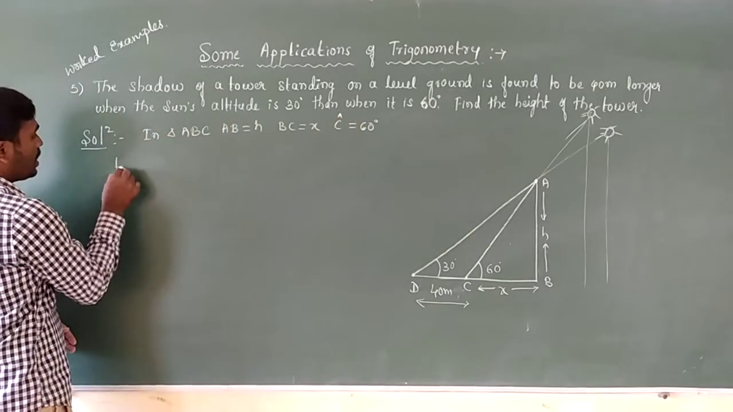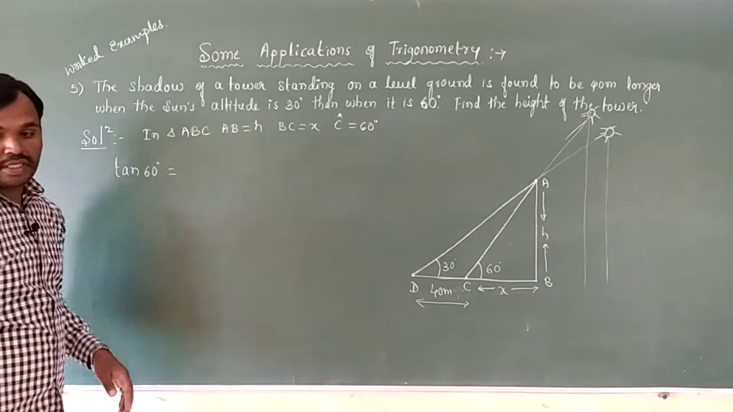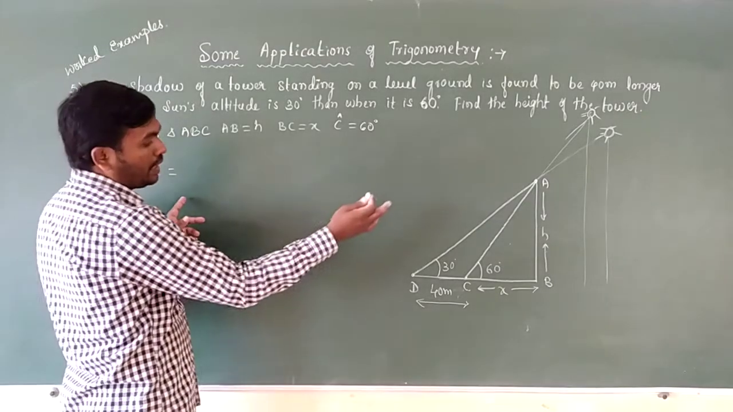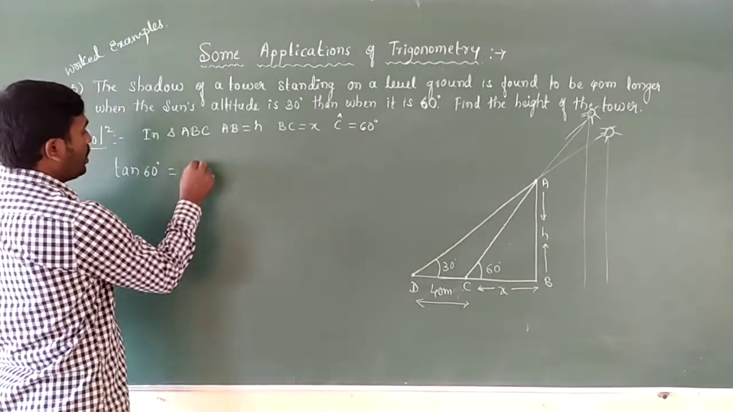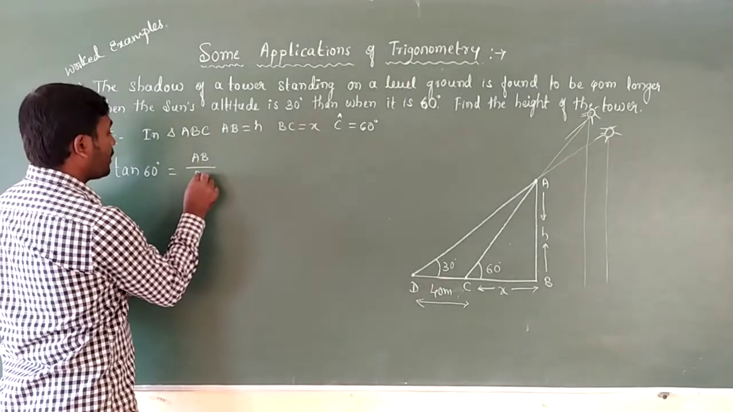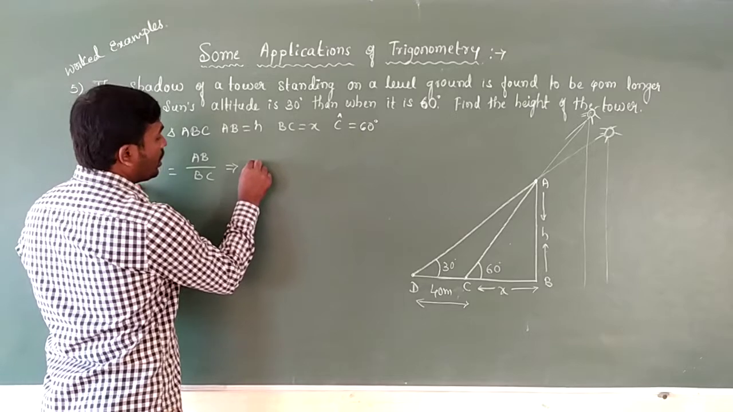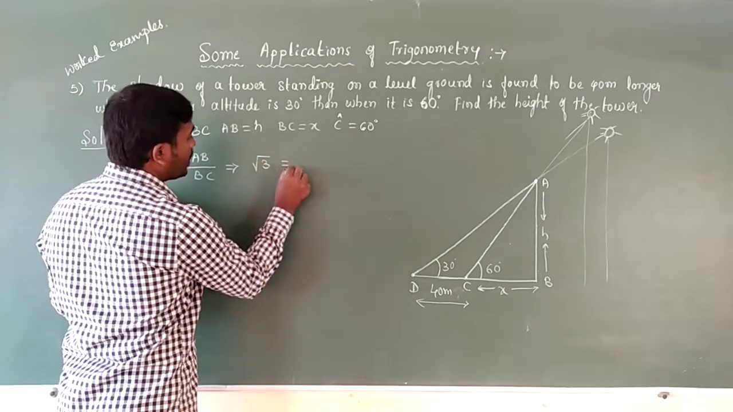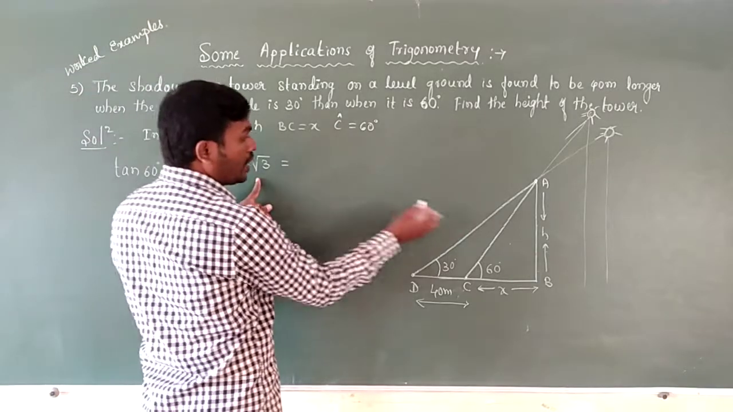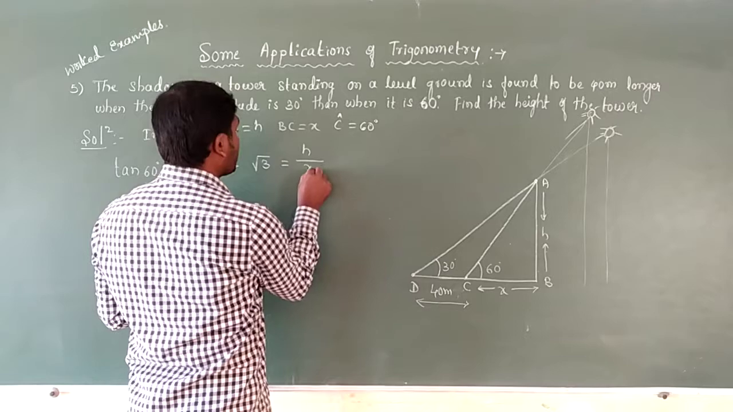So tan 60 degrees is equal to opposite by adjacent, that is AB divided by BC. This implies tan 60 is what? Root 3. Tan 60 is equal to root 3. Root 3 is equal to H divided by X.